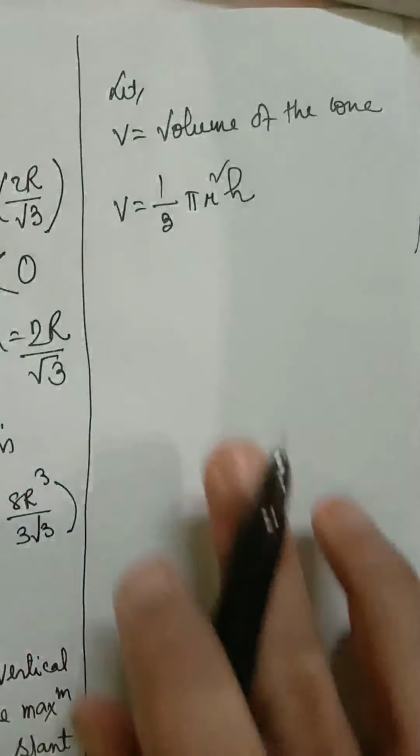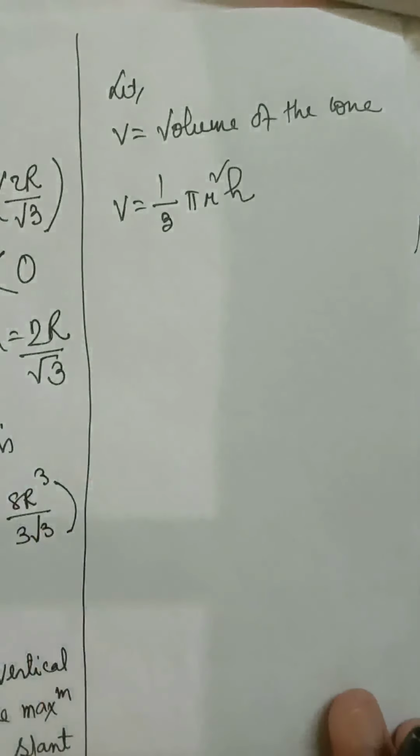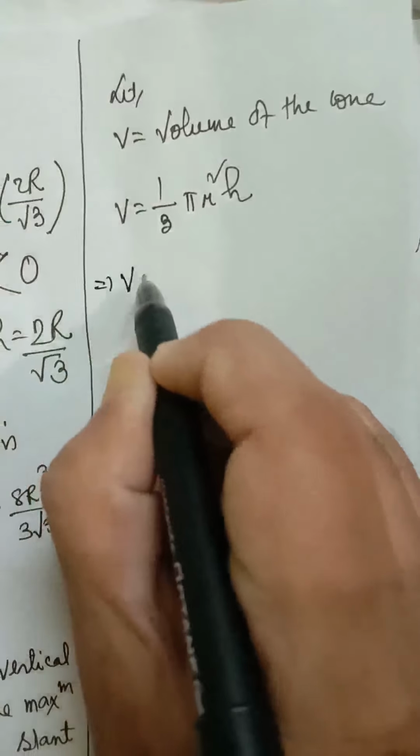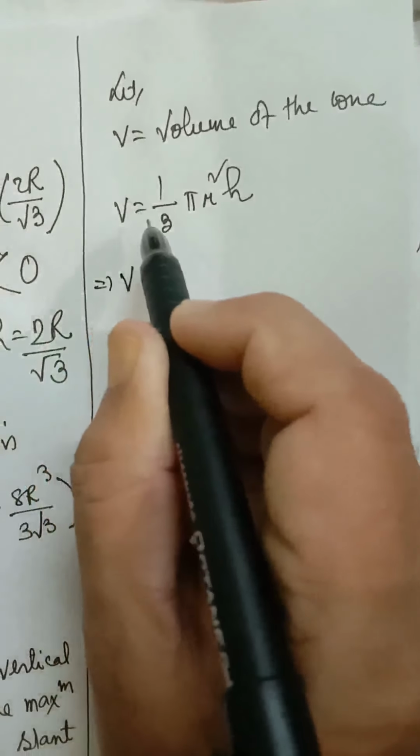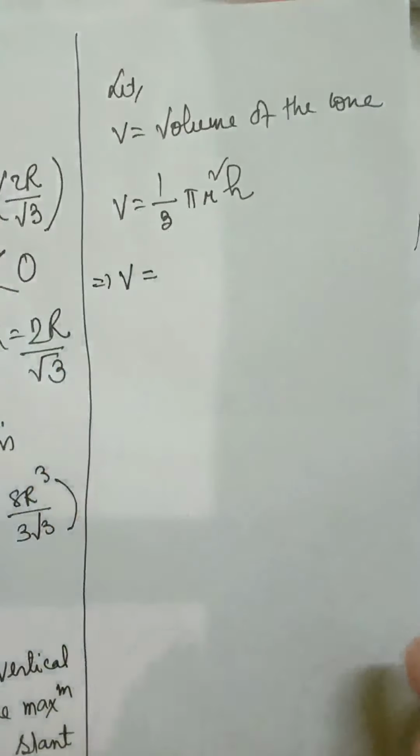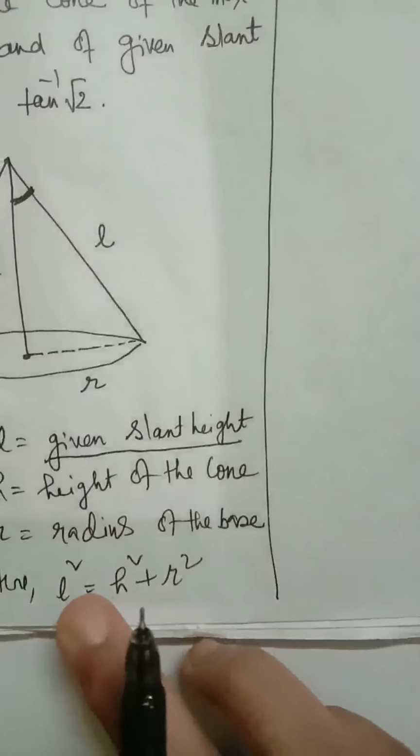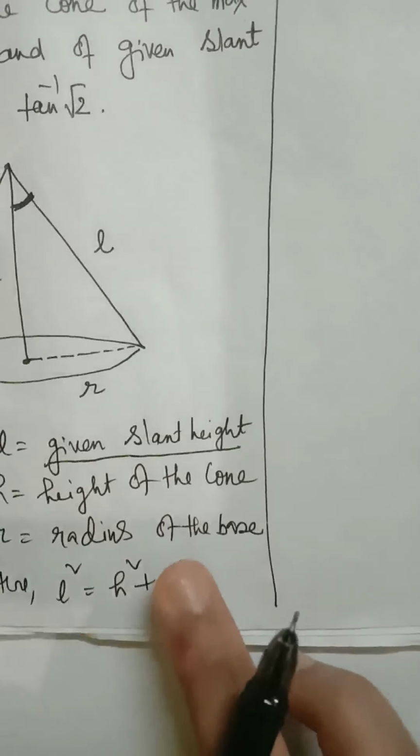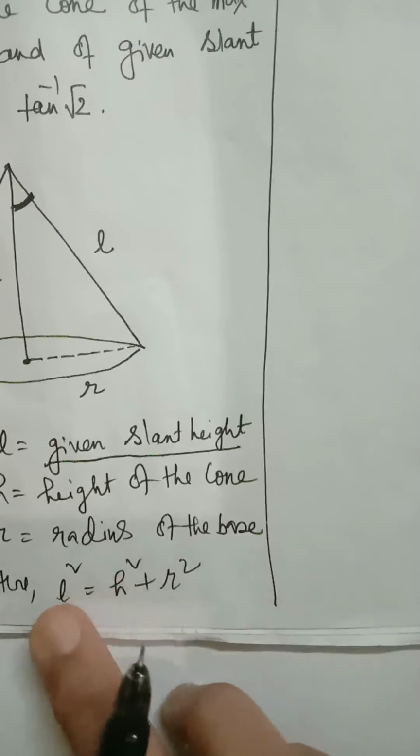We have to show that volume is maximum when the slant height is tan inverse of root 2. Now, to show V is maximum, we have to express V in terms of a single variable, either in terms of r or in terms of h. Using this relation, L square equal to h square plus r square, we get r square equal to L square minus h square.